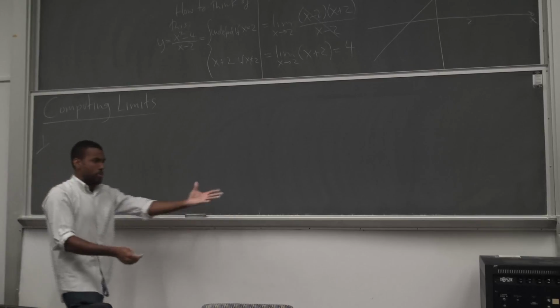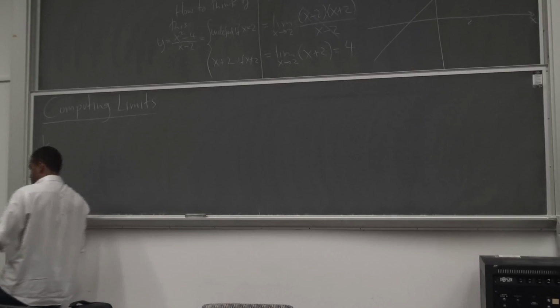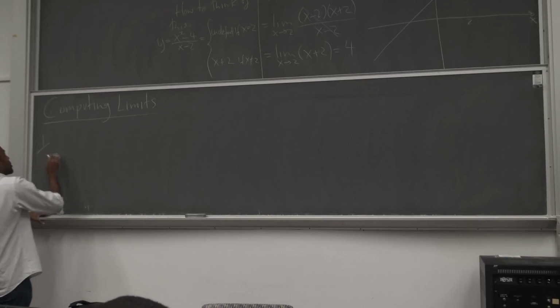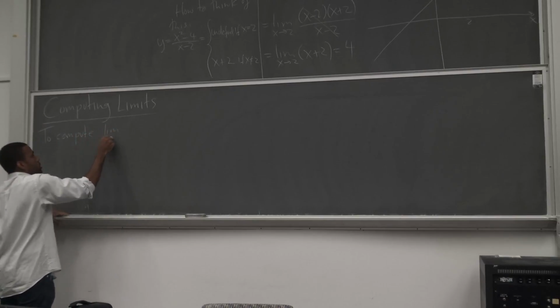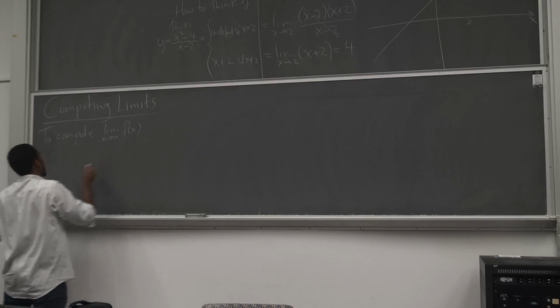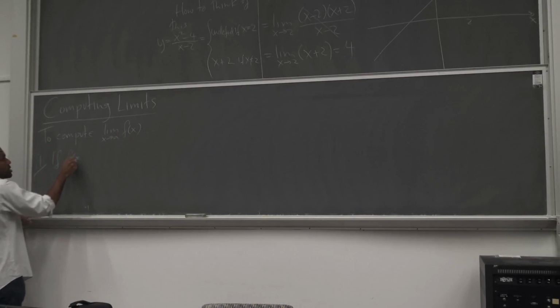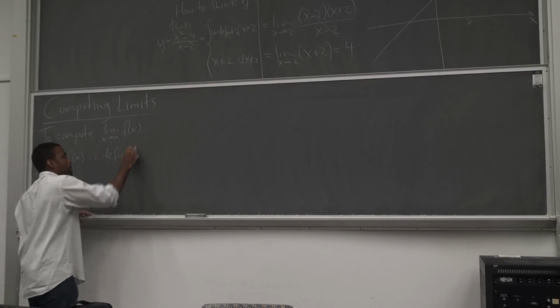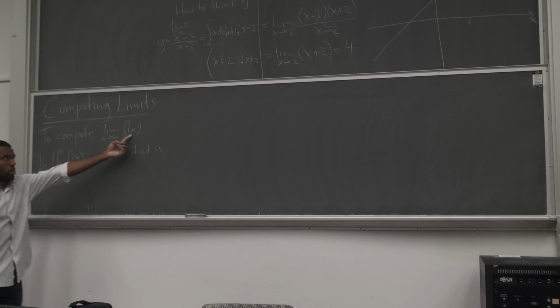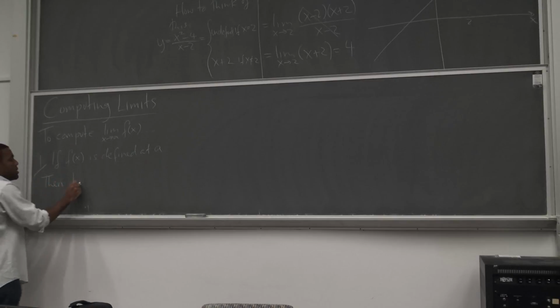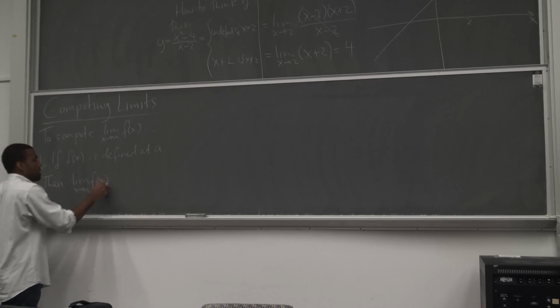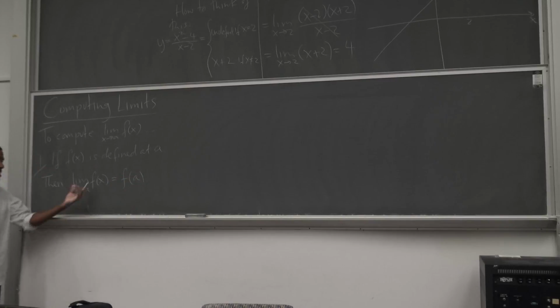So I give you a problem, say, hey, find this limit. The first thing you're going to try to do is plug in. Computing limits: the limit as x approaches a of f of x. Step 1, if f of x is defined at a, meaning I can literally plug in that number, I can find f of a and it's an actual value, then the limit as x approaches a of f of x is just going to be f of a. In other words, I can just find the limit by plugging in the number, right? The caveat is it has to be defined there.